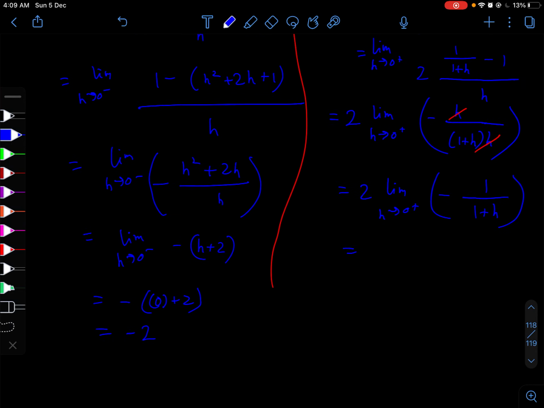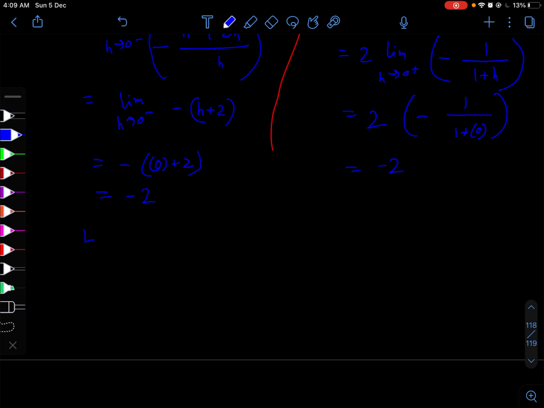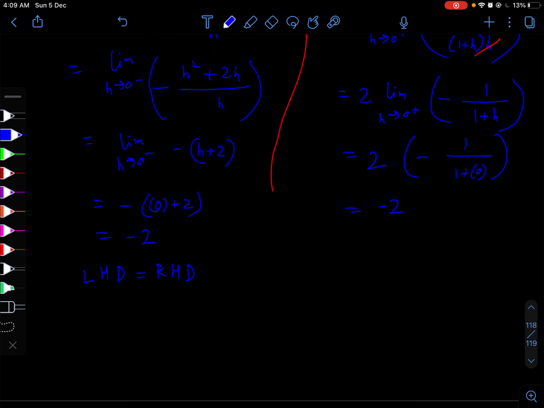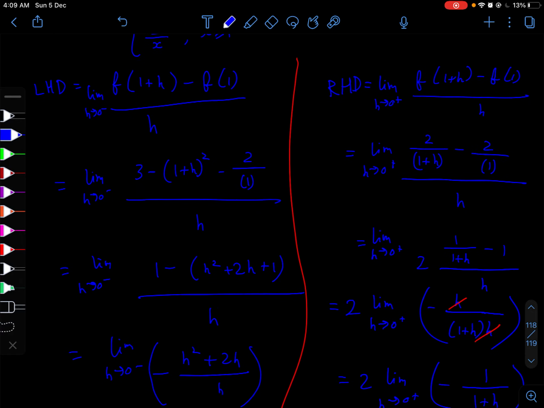And now we can substitute h is equal to 0. In the place of h we can substitute 0. So we don't need the limit anymore. So we'd have minus 1 over 1 plus 0, which is equal to minus 2. So here the left hand derivative does equal the right hand derivative. Therefore the given function, that is f2 of x, is differentiable at x is equal to 1.